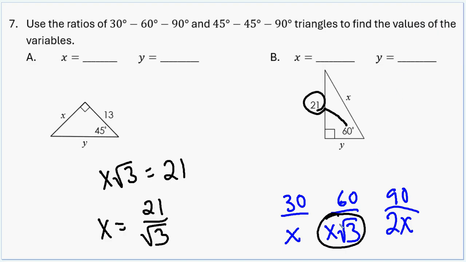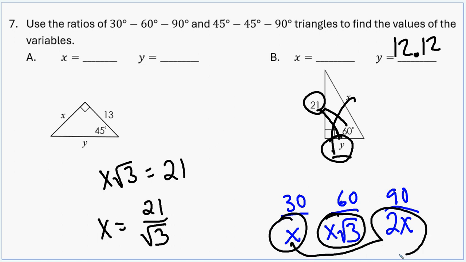And if we just want to get that as a decimal, 21 divided by the root of 3, that would be 12.12. So again, this side, the short leg, is 12.12. Now that we've got the short leg, 12.12, we would double that to get to the hypotenuse. Double 12.12, that's 24.24. All right.